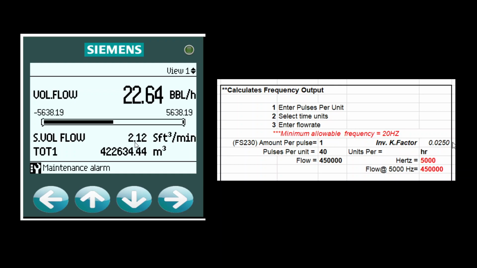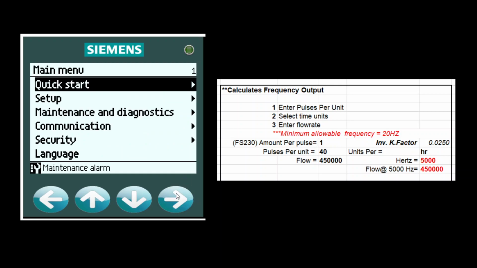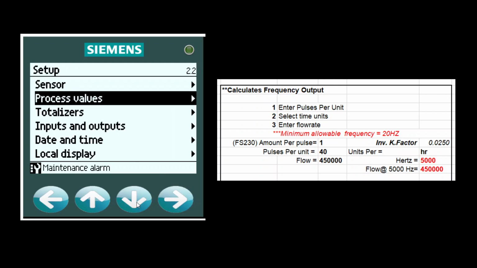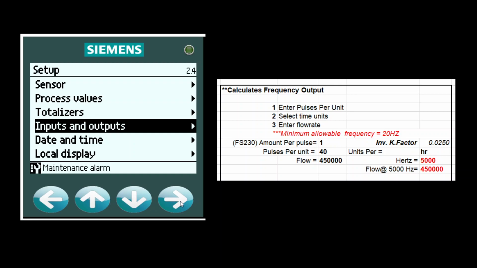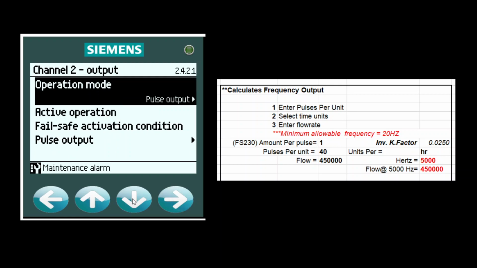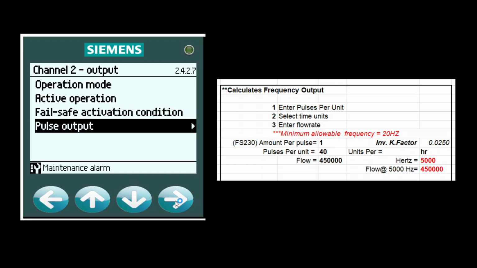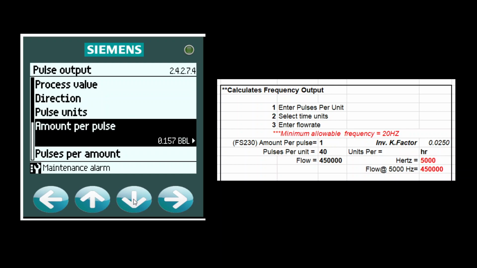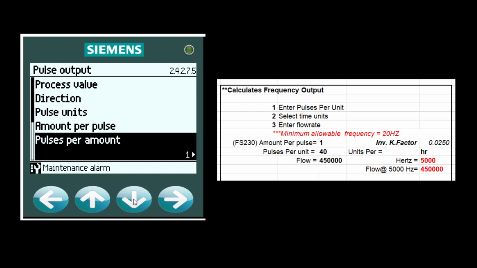So if you're going to set up your FS230 or your FST020 for a pulse output, you're going to want to navigate over to Setup, down to Inputs and Outputs, navigate to the channel that you're going to use, down to Pulse Output, and you may get confused because you see an amount per pulse and a pulses per amount.